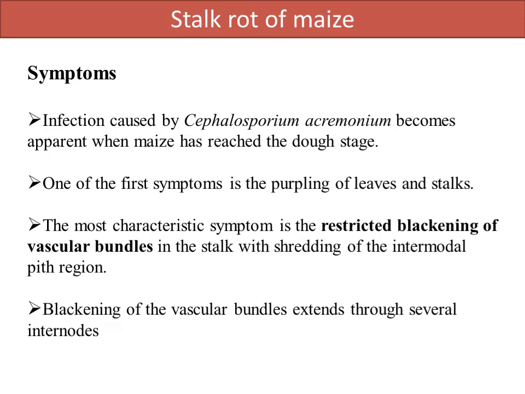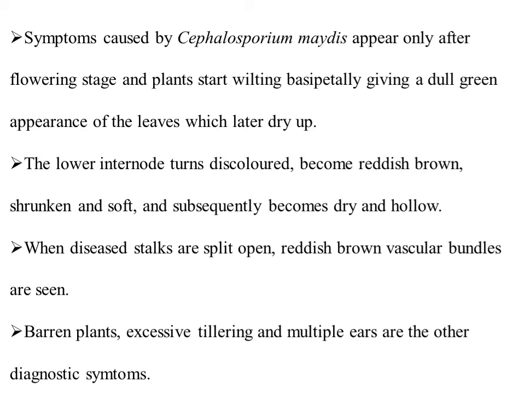Characteristic symptoms: restricted blackening of the vascular bundles in the stalk, shredding of the intermodal pith region, and blackening of the vascular bundles extends through several internodes. Symptoms caused by Cephalosporium maydis appear only after the flowering stage. Plants start wilting suddenly, giving a dull green appearance to the leaves, which later dry up. Lower internodes turn discolored, become reddish brown, sunken, soft, and subsequently dry, yellow and hollow.